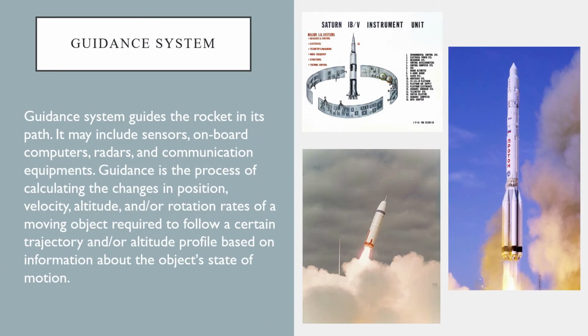Next, let's see about the guidance system. Guidance system guides the rocket in its path. It may include sensors, onboard computers, radars, and communication equipments. Guidance is a process of calculating the changes in position, velocity, altitude, and or rotation rates of a moving object required to follow a certain trajectory and or altitude profile based on information about the object's state of motion.